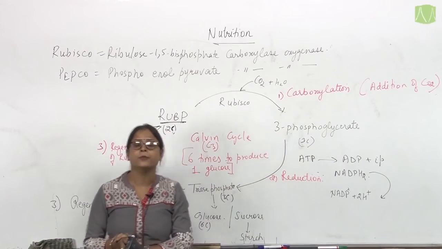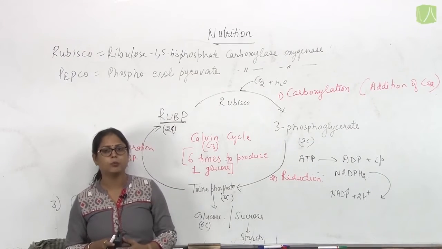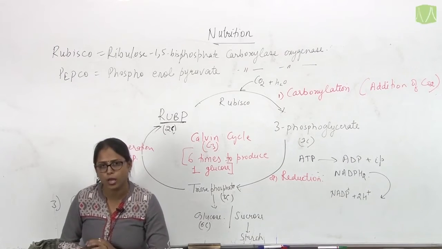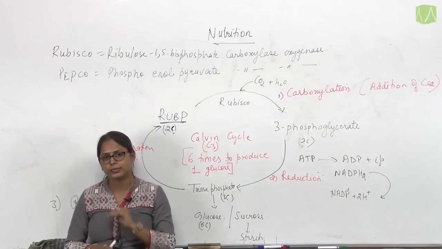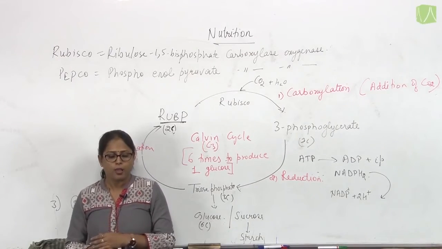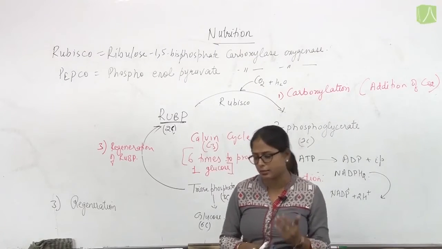In the same way, in some plants the C4 dark reaction takes place. C4 means the first compound formed is a 4 carbon compound, and certain steps of the dark reaction are different. Now, what is the difference between a C3 plant and a C4 plant?